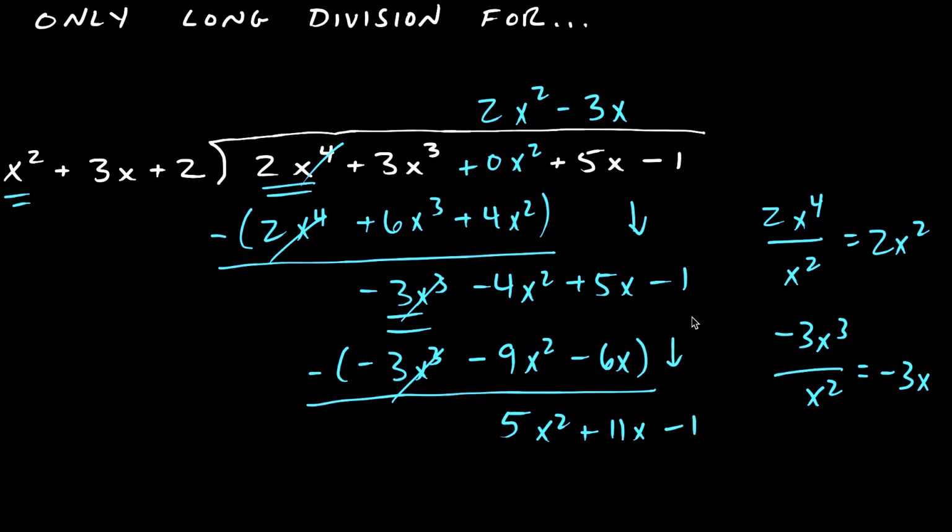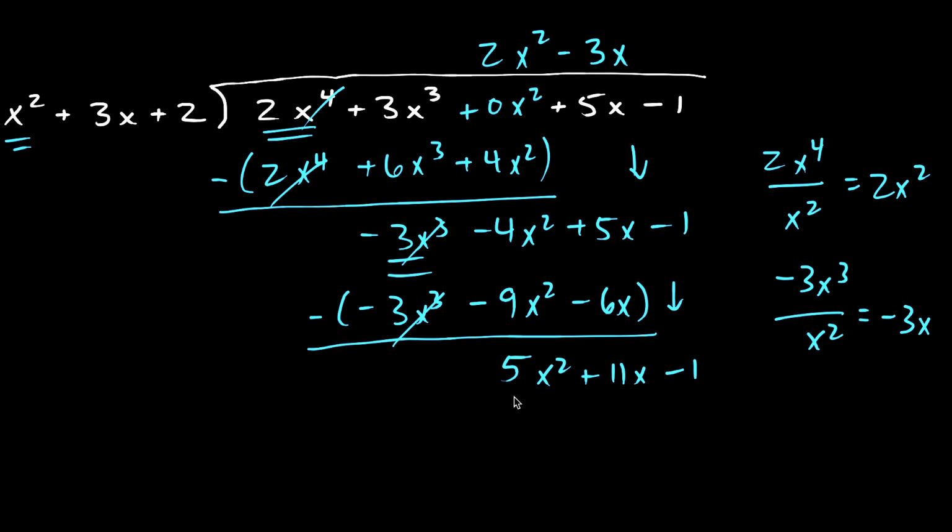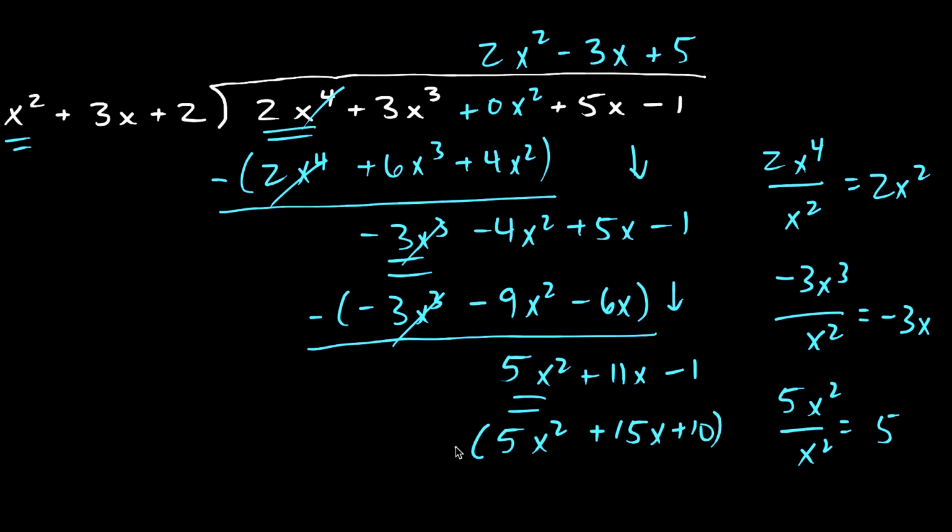So our final step here is we're going to have the 5x squared being divided by the x squared. And we're left with 5. So plus 5. So again, we're going to multiply. We get our 5x squared. We get plus 15x. And we have plus 10. And again, all of this is being subtracted. And that leaves us with 11 minus 15, which is negative 4x. Negative 1 minus 10 is minus 11. Now the x squared doesn't fit into the negative 4x, so here we are left with a remainder.